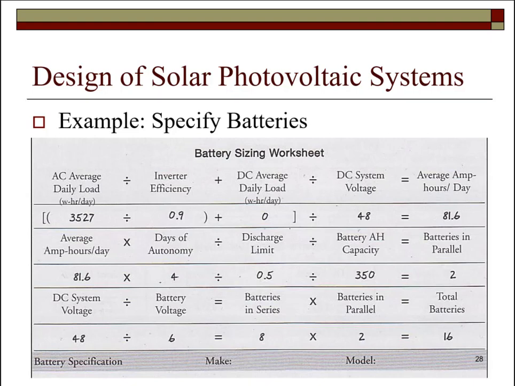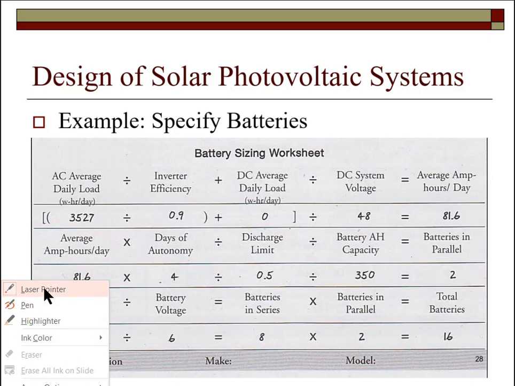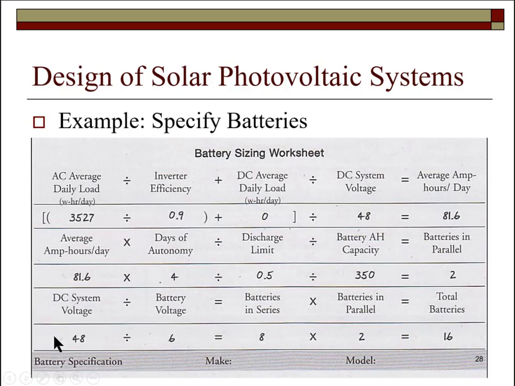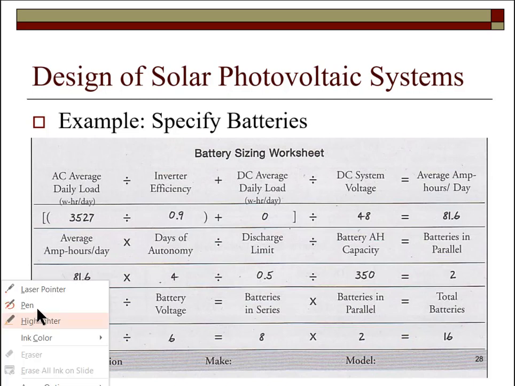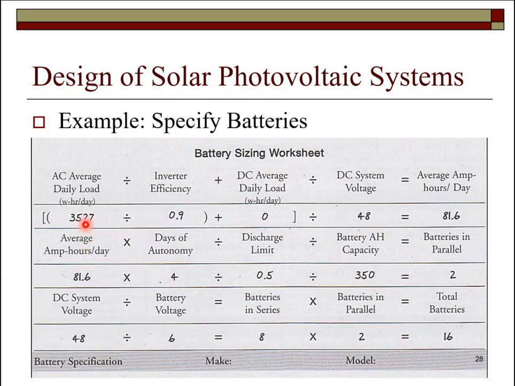The table here is used to design the battery bank. We will enter the AC average load of 3,512. We divide this by the inverter efficiency 0.9 and by the system voltage 48 to arrive at the average amp hours per day of 81.6.